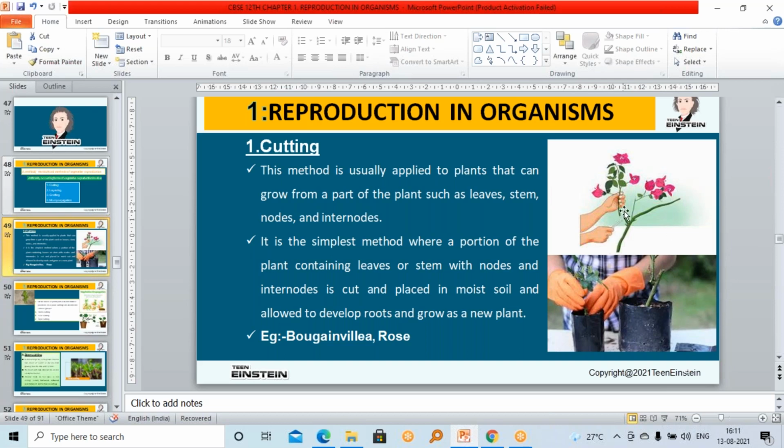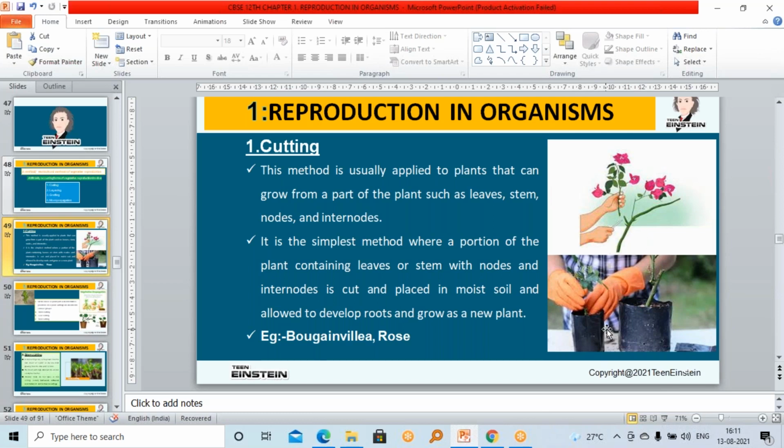See here, a mature plant part is cut from the parent plant and placed in moist soil. After placing it in moist soil, what will happen? After a few days, we need to water the plants and provide all the nutrients, and after that it will develop roots. Normally that will develop roots and grow as a new plant and perform the functions of a complete plant. This is the common method.